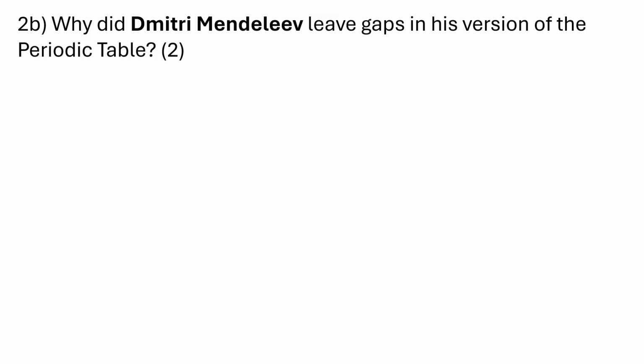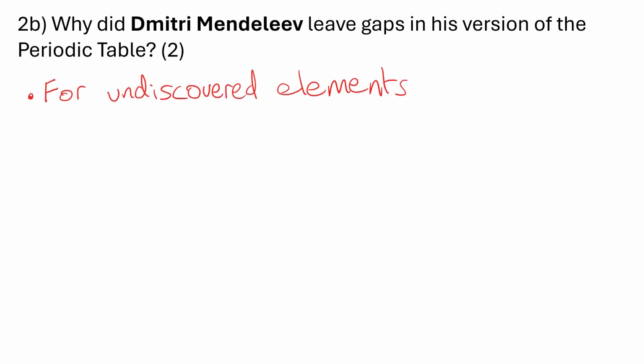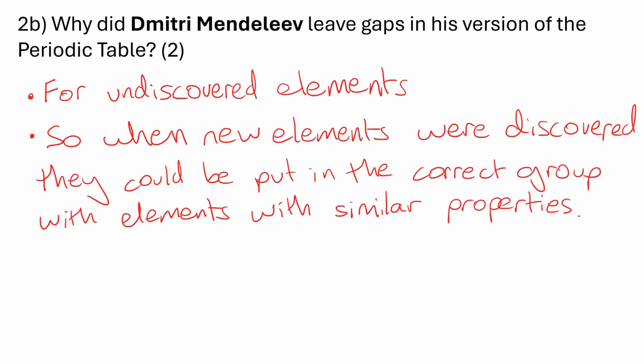And why did Dmitri Mendeleev leave gaps in his version of the periodic table? Most students remember that he left gaps for undiscovered elements, but to get the second mark on this question, we need to say, so when new elements were discovered, they could be put in the correct group along with elements with similar properties.